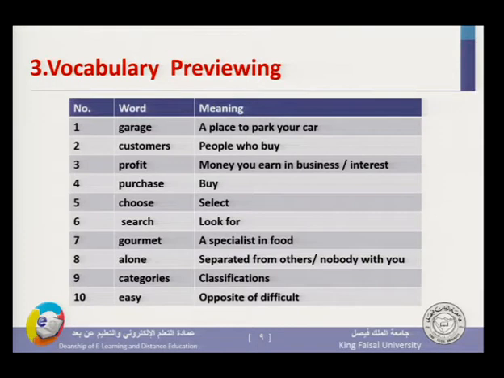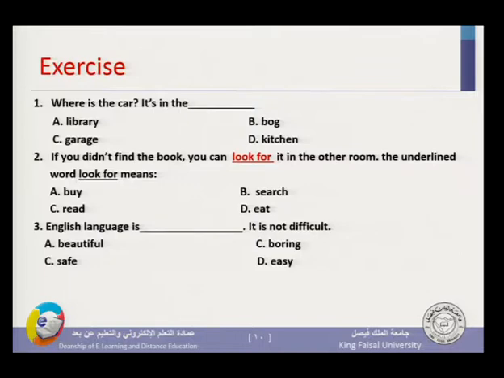Vocabulary, as I told you, is very much important. For example, garage. The meaning of garage is a place to park your car. I want you to know the meaning in English. Customers means people who buy. If we have a store and we have some people who always go to that store and buy something from it, those people are called customers. Where is the car? It is in the library? It's impossible to be in the library. The book, in the kitchen? Of course, the answer is C, in the garage.